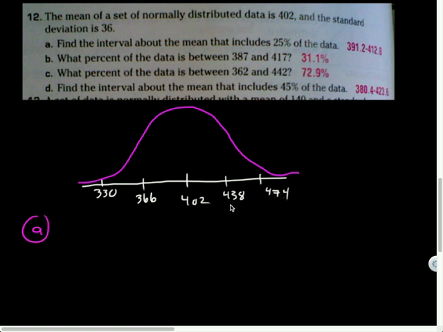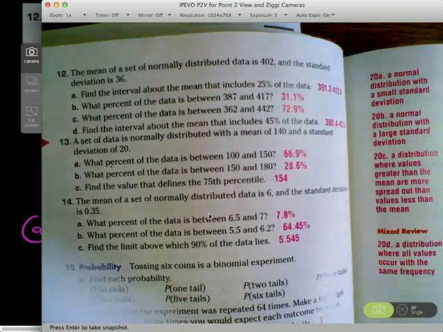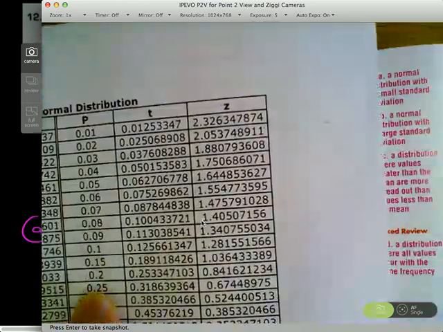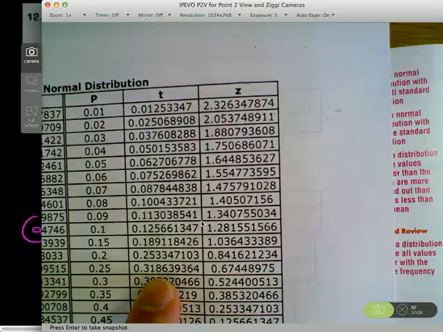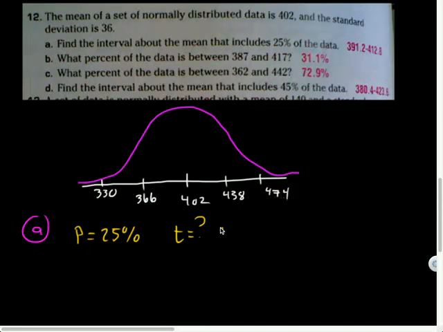So, let's label what we know. It said about the mean, so that's a t-value. I don't know the t-value yet, I'm going to look for it, but I know the percent is 25%. So let's look this up. I go to my chart, scroll down to P equals 0.25. The t-value is 0.3186. So that's our t-value.